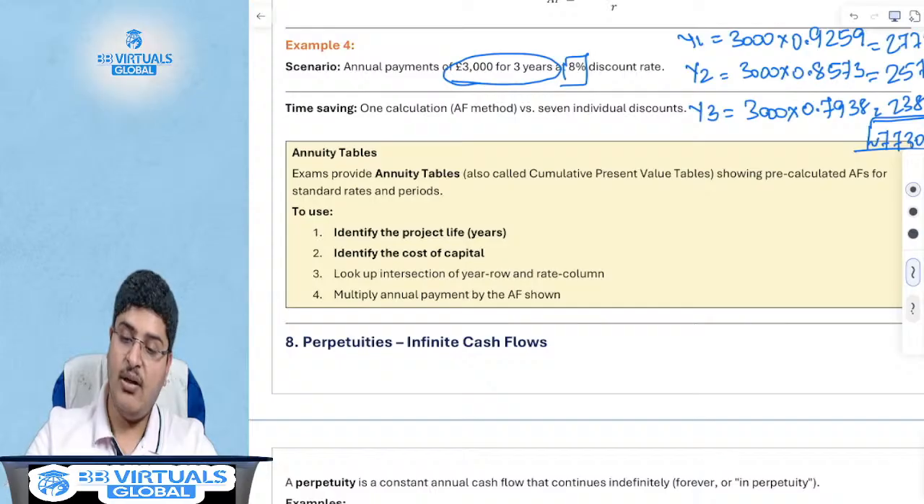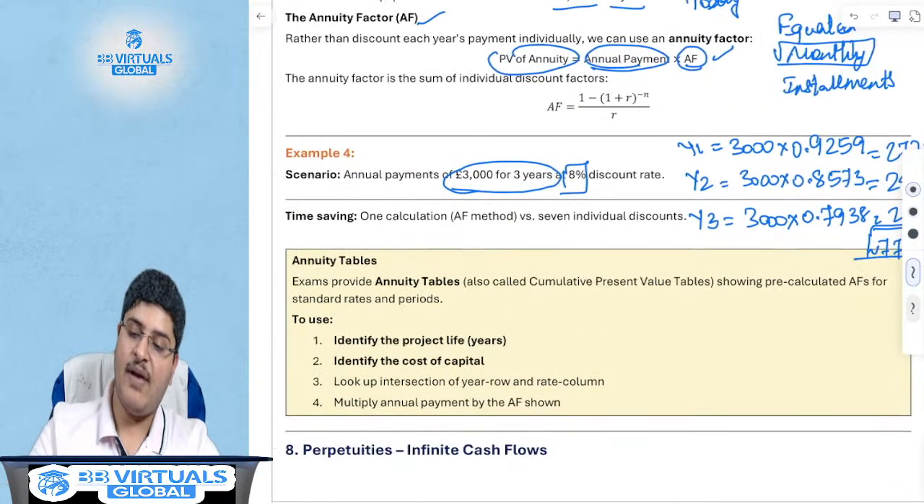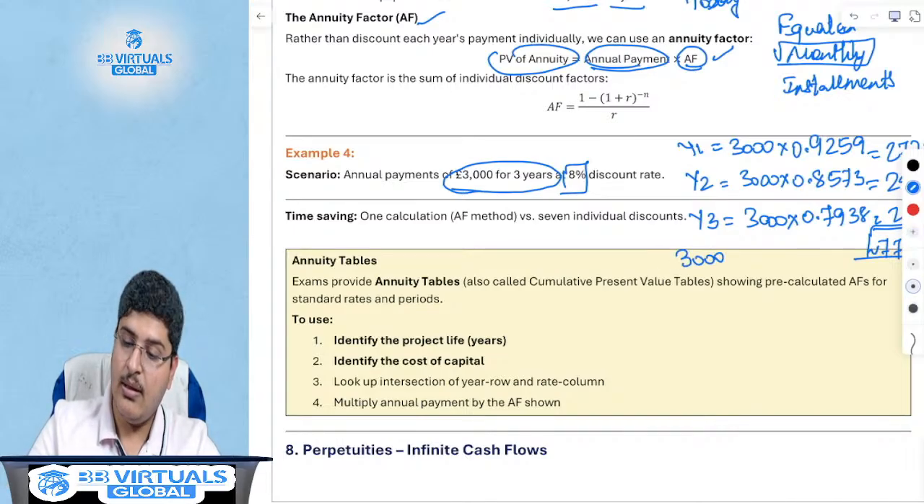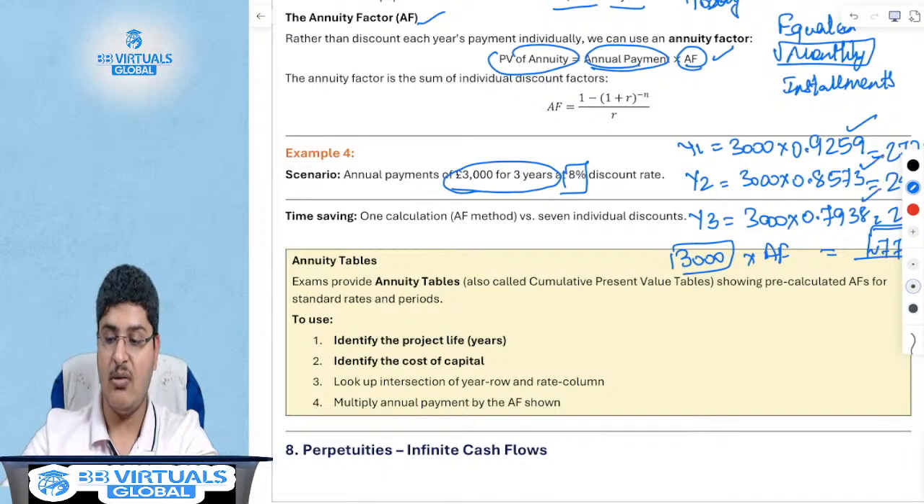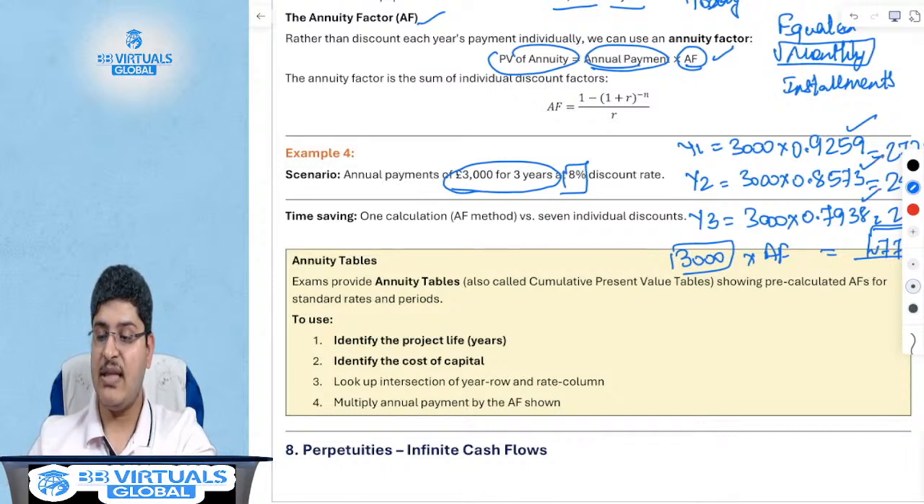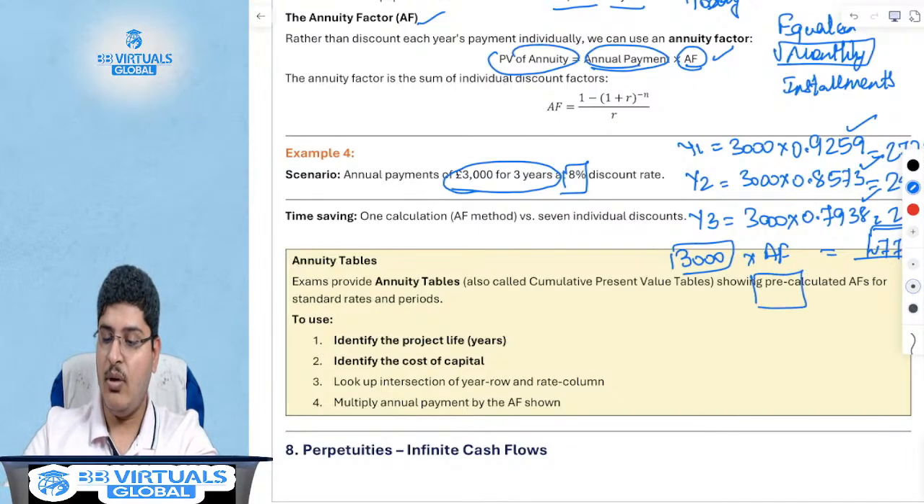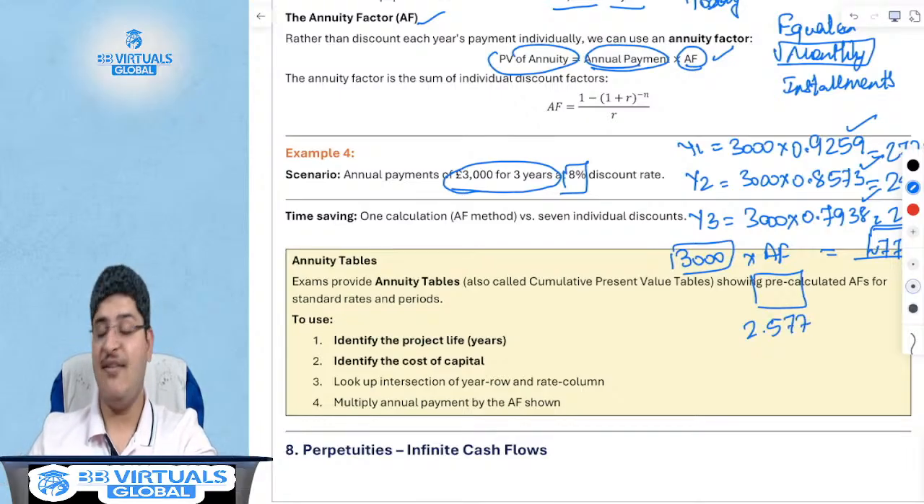Now, the present value of an annuity is nothing but the annual cash flow, 3,000 rupees, into the annuity factor. What is the annuity factor? It is 0.9259, the first year discounting rate, plus the second year discounting rate of 0.8573, plus the third year discounting rate of 0.7938. That gives you your annuity factor, which here is 2.577. If you multiply this 2.577 by 3,000, of course you will end up getting the same answer.